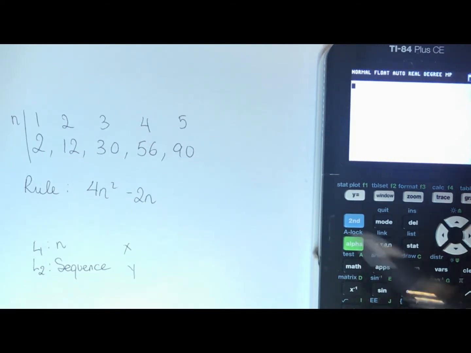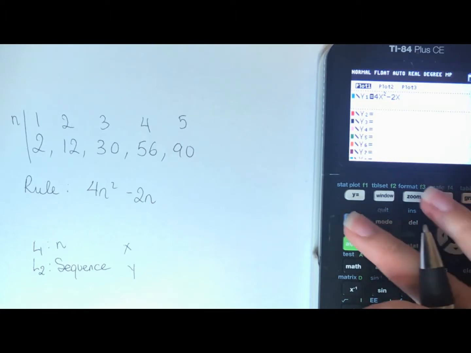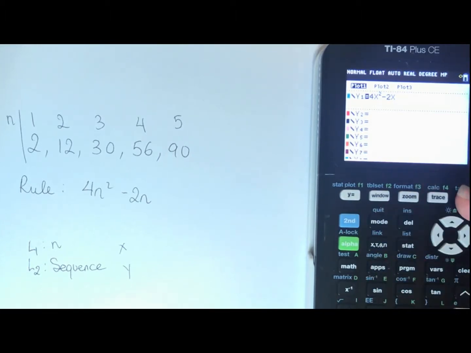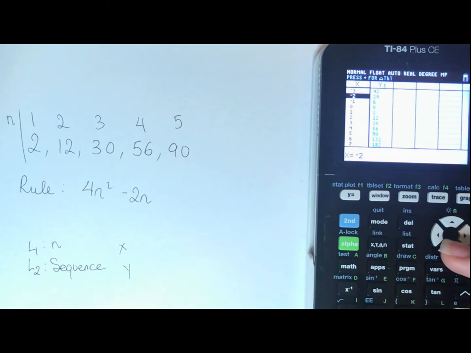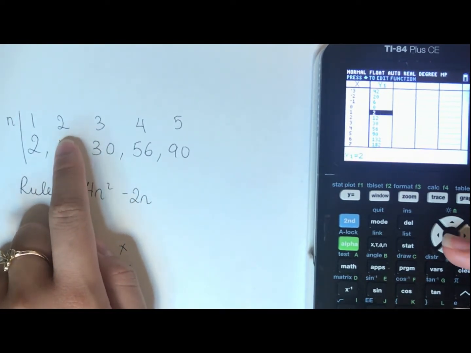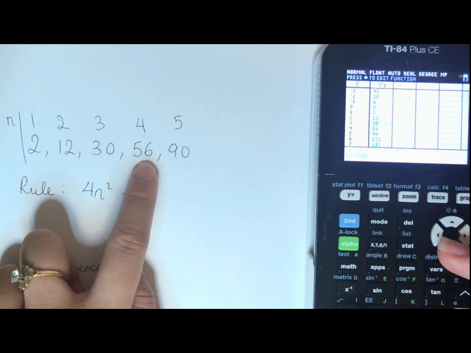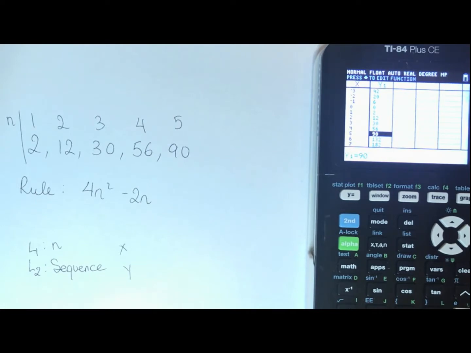On the other hand, if you already found the rule and just want to check if you're right or not, you can go to y equals and type in the formula. So 4x squared minus 2x. You can graph it, but in this case, I just want to show you the table. So as you can see here, for n equal to 1 we have an output of 2. For n equal to 2, we have an output of 12, and then 30, 56, and 90. And that's how you can tell you got the right general rule for the sequence.